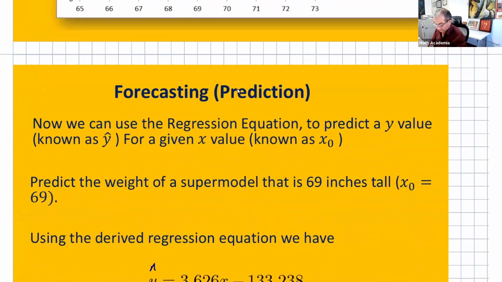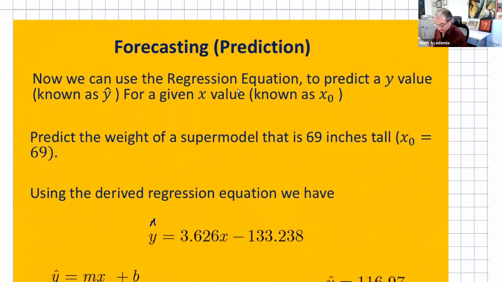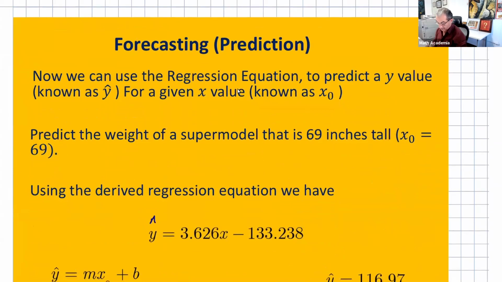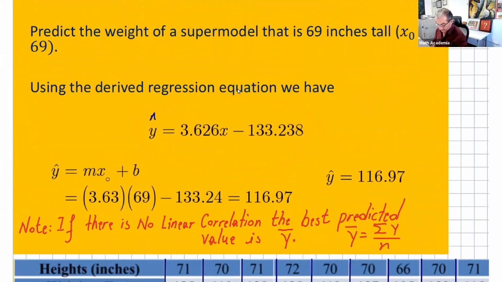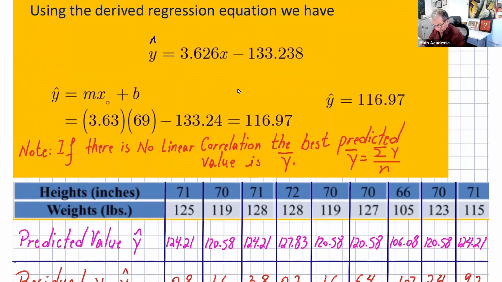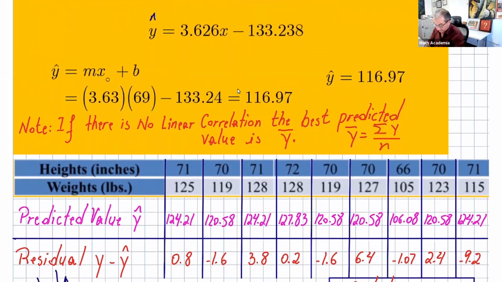Now we can use the regression equation to predict a y value known as y hat for a given x value known as x0. If I say predict the weight of a supermodel that is 69 inches tall, so you know x or x0 is 69. When you bring the formula in for x, you put 69, then you can predict the weight, which is 116.97.